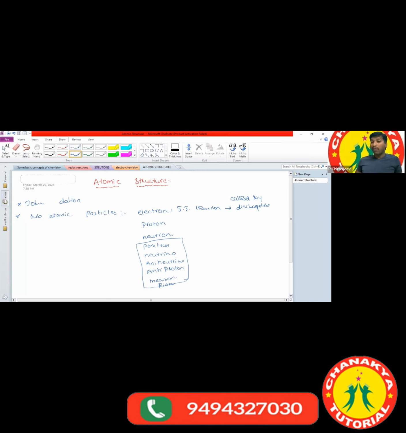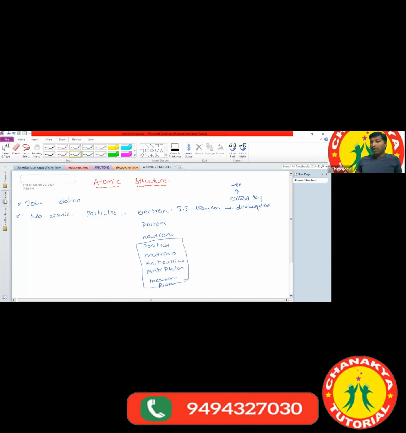The name of the electron is given by Stoney. Cathode rays have a negative charge. What is the charge of the cathode rays? Negative charge. Since they have a negative charge, they travel from cathode to anode, because the cathode has a negative charge and the anode has a positive charge. That's why cathode rays travel from cathode to anode.